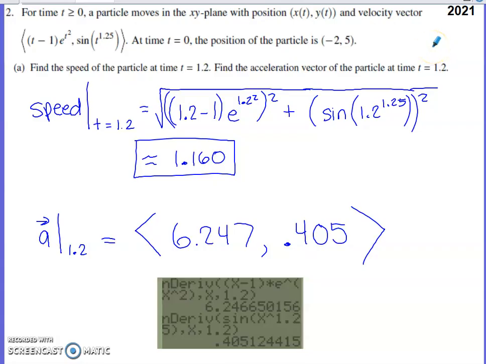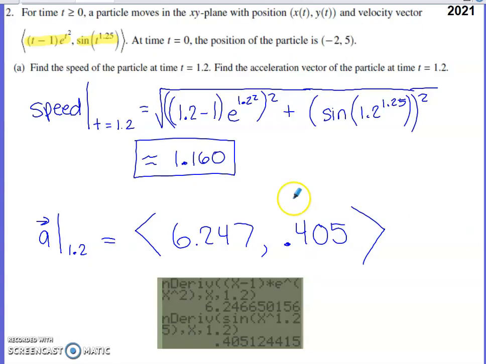What they tell us is the velocity vector for this situation. So the x component of velocity, pretty crazy formula for it, and not much of a nicer one for the y component of velocity. They do tell us that at time 0, the position of the particle is negative 2 comma 5, and they ask us to do things that, if you've practiced enough of these problems, you've probably done similar things yourselves.